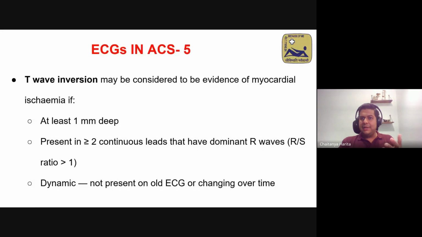Because as I said, T wave inversions indicate myocardial ischemia. You need not be having a NSTEMI. This could be unstable angina. This could be early NSTEMI. So remember, T wave inversions are not to be neglected in the setting of a symptomatic patient.